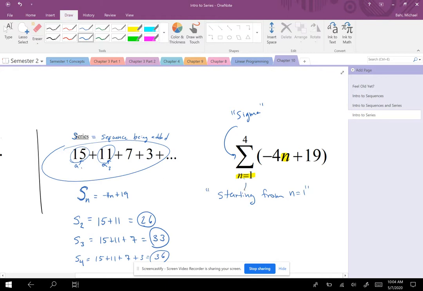So starting from n equals 1, find the sum of all the n's in this equation, starting from 1, going up to 4.